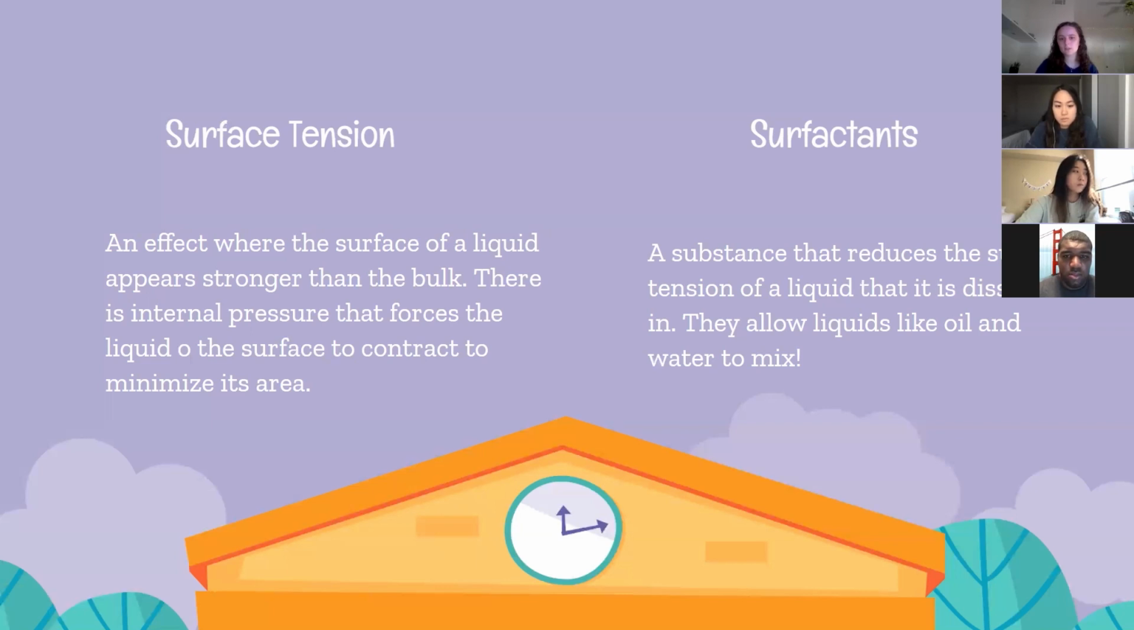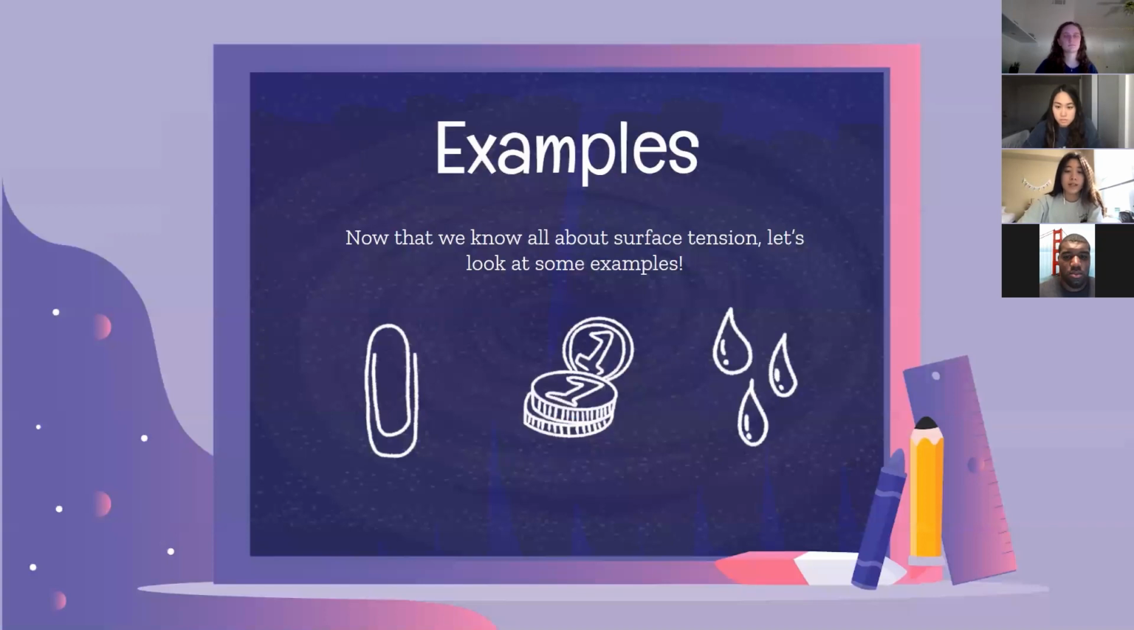I know this is a lot of information to absorb all at once, but just remember that surfactants make surface tension weaker and allow oil to mix with water. Now that we know all about surface tension, let's take a look at some simple examples. If you have water, a penny, and a paperclip handy, you can follow along at home.